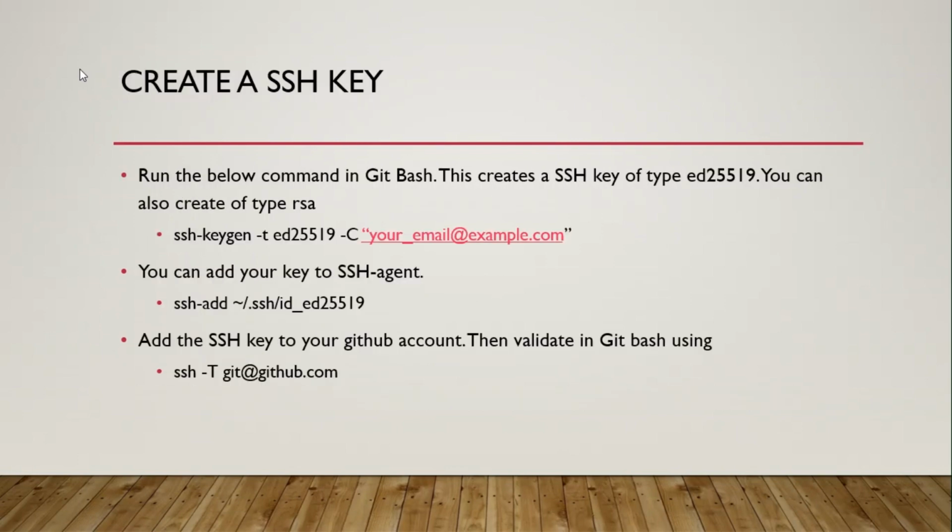So how do you create an SSH key? When you download Git, you get a Git Bash terminal as well. On that Git Bash terminal, you can use the command ssh-keygen to generate the key, and then you need to provide the type of key that you want to create. In this case, it would be ed25519. It is one of the more secure types of keys that we create, or other than that you can use RSA as well. Then with -C you can provide your email address.